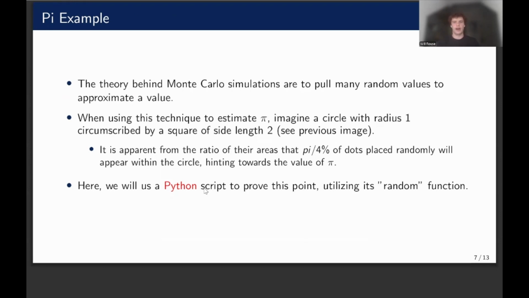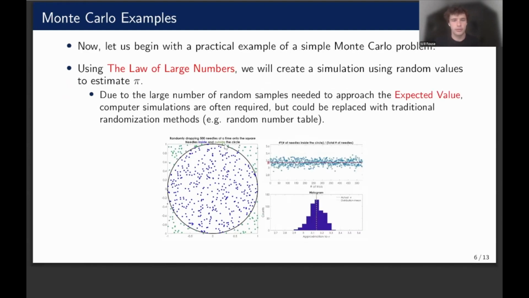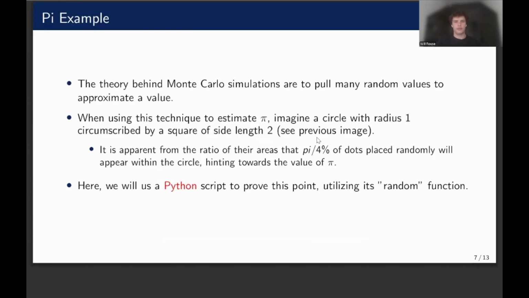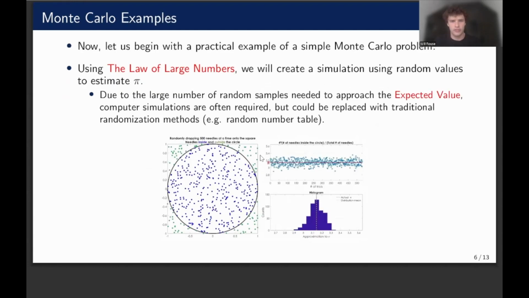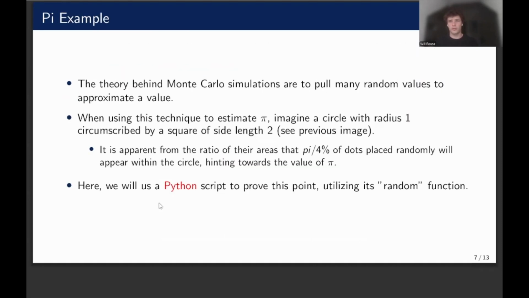When using this technique to estimate pi, imagine a circle of radius 1 circumscribed by a square of length 2. In this image, you see it pretty clearly: you have your circle of radius 1, your square of length 2. It's apparent from the ratio that pi divided by 4 of all dots placed randomly will appear within the circle, hinting towards the value of pi. This makes sense, as the area of a circle of radius 1 is just pi, and the area of a square of length 2 is 4. So pi, 3.1415 and so on, divided by 4 of all dots randomly placed in this box will land within the circle, giving us an accurate depiction of pi.